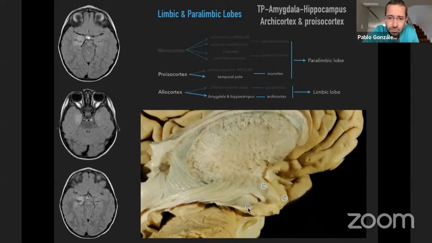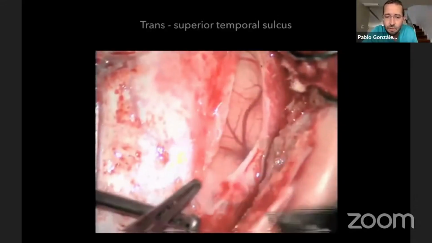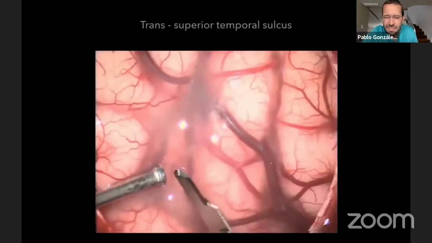Meyer's loop. So once we are reaching the most posterior part, we should pay attention not to go too superior and to enter the temporal horn from below. So again, pterional craniotomy, opening the fissure. This was 7 years ago.